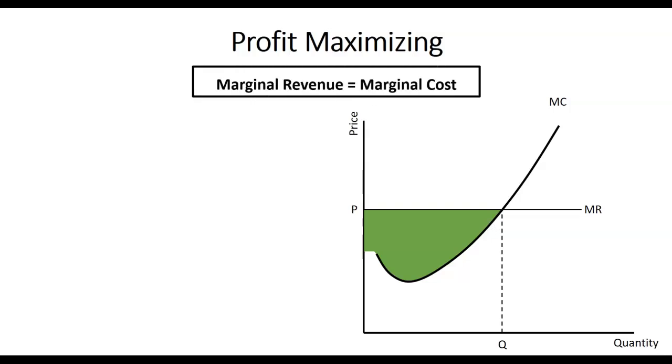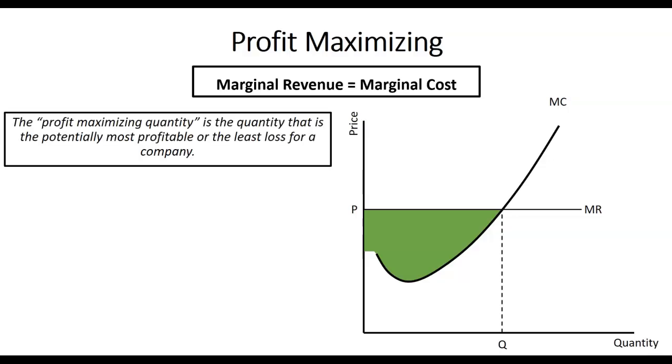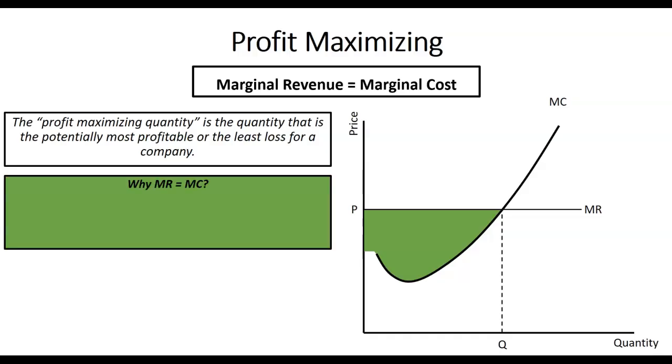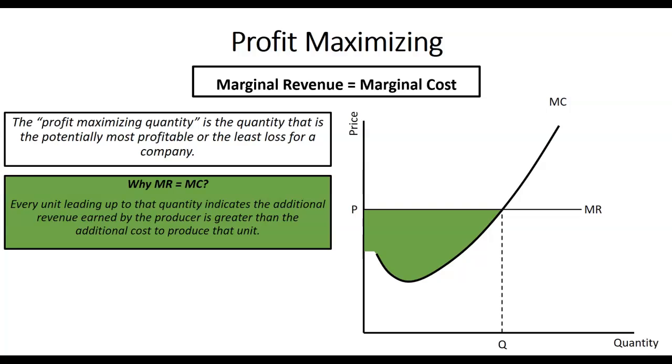So profit maximizing. Profit maximizing is marginal revenue equal to marginal cost, always. Just like we had marginal benefit equal to marginal cost, and those kinds of ideas. Marginal revenue, marginal cost, that's profit maximizing for every market structure. The profit maximizing quantity is the quantity that is potentially the most profitable or the least loss for a company. It's the best potential. Why? Every unit leading up to the intersection indicates the additional revenue earned by the producer is greater than the additional cost to produce that unit.